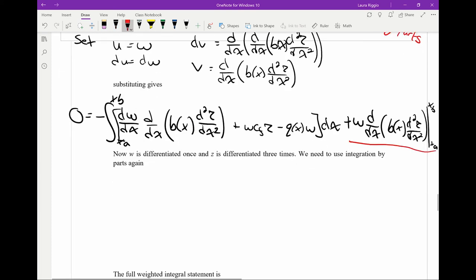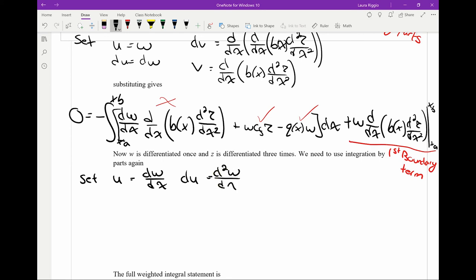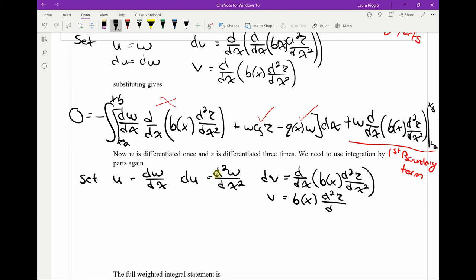So this is our first boundary term. Now, the whole point of this is to make sure w and z are differentiated the same amount of times in each term, which this term's good, this term's good, this term is still bad. So we have to use integration by parts again. This time we're going to set u equal to dw/dx, so du is d squared w/dx squared. I'm going to set dv equal to d/dx of b(x) d squared z/dx squared. So v is just b(x) d squared z/dx squared.